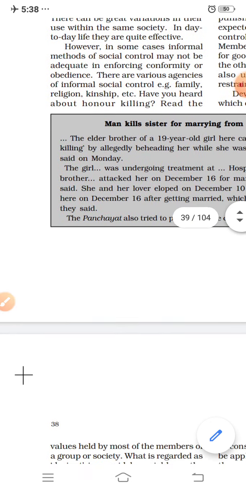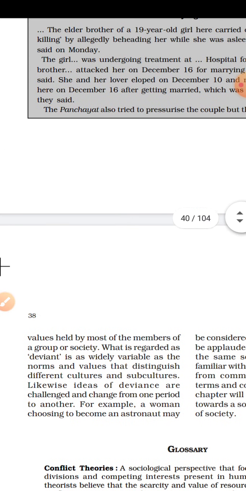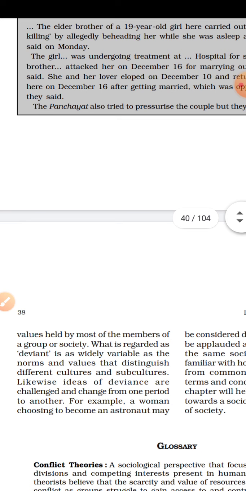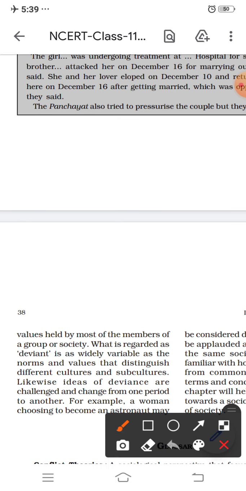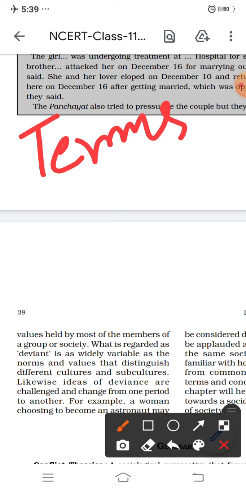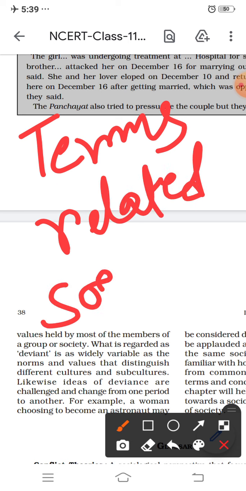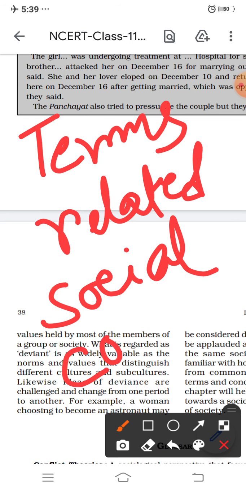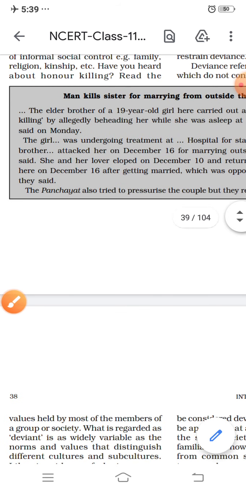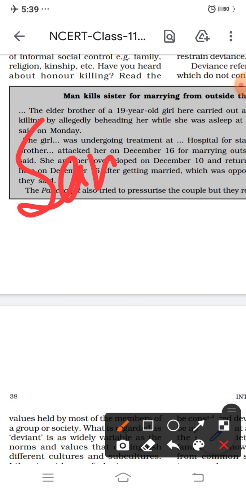Now next we are discussing the last thing, the terms associated with social control. There are a few terms I have to discuss here, which are really related to social control. First is sanction. What is a sanction here?